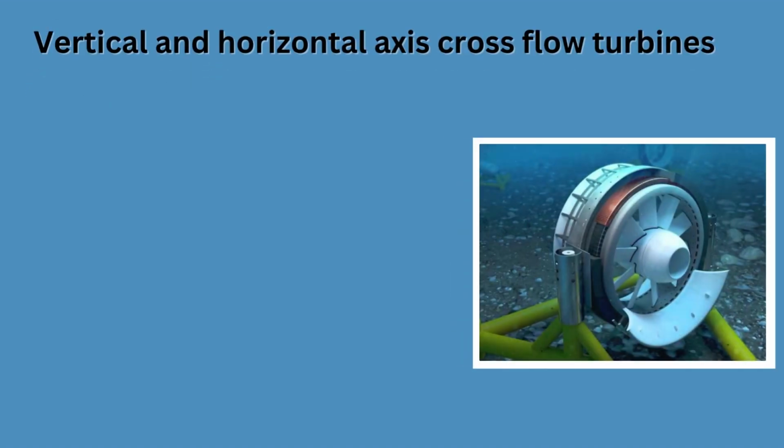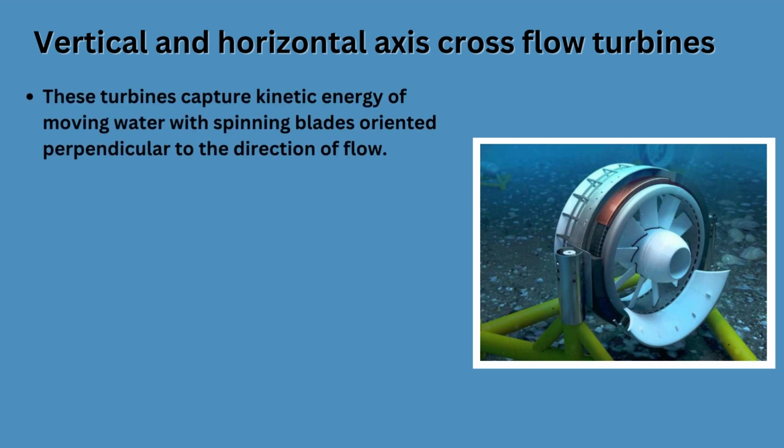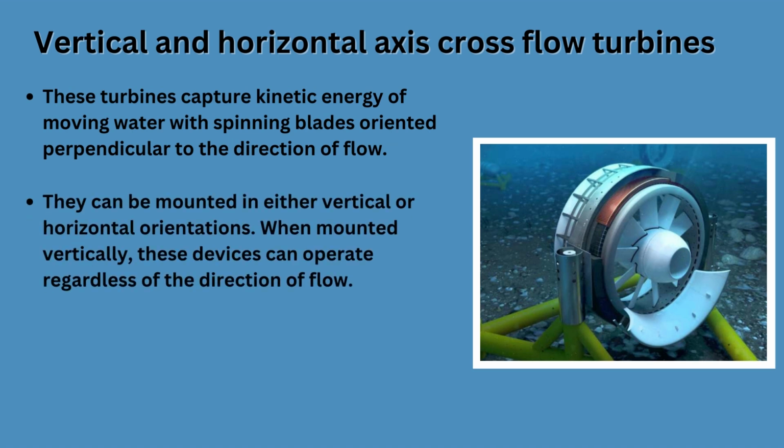Now vertical and horizontal axis cross flow turbines. These turbines capture kinetic energy of moving water with spinning blades oriented perpendicular to the direction of flow. They can be mounted in either vertical or horizontal orientations. When mounted vertically, these devices can operate regardless of the direction of the flow.